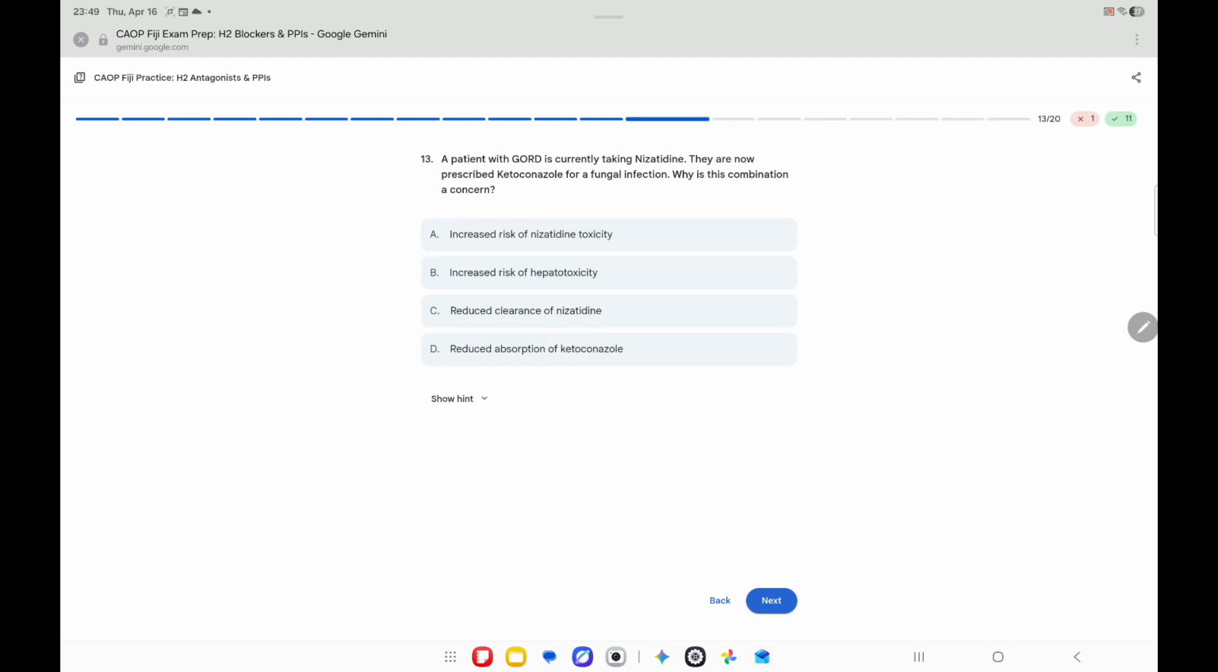Question number 13 says a patient with GORD is currently taking nizatidine. They are now prescribed ketoconazole for a fungal infection. Ketoconazole, as I have told you before, is also a 3A4 inhibitor, and nizatidine is one of the H2 blockers that is also a 3A4 inhibitor. Why is this combination a concern? Increased risk of nizatidine toxicity, increased risk of hepatotoxicity, reduced clearance of nizatidine, or reduced absorption of ketoconazole.